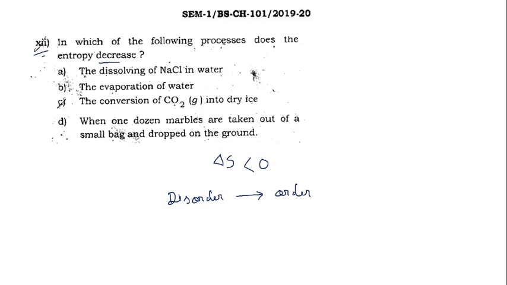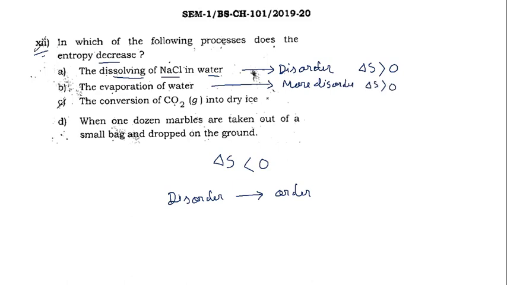Now let us examine. If you dissolve NaCl in water, NaCl was of course crystalline, and when dissolved it will go into ions, so more disorder. That means delta S increases, so this is not the answer. Evaporation, again liquid to gaseous state, even more disorder. Now conversion of CO2 gas to dry ice. Dry ice means solid CO2. Of course, in this case from gaseous to solid, that means from disorder to order. So this will be our answer.